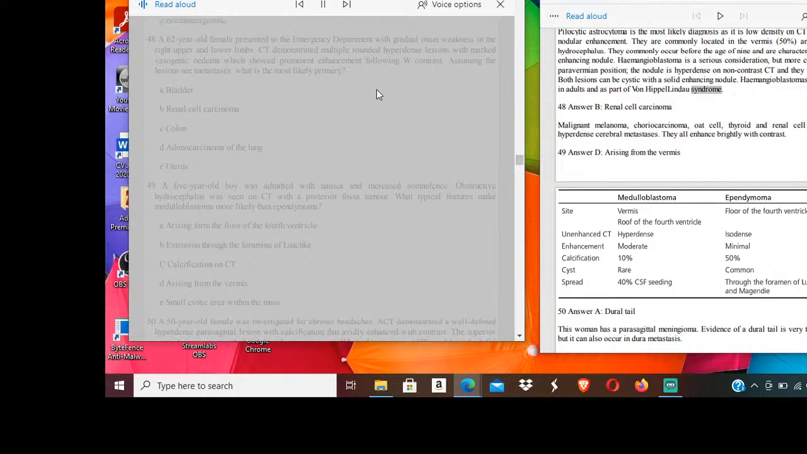E. brainstem glioma. 48. A 62-year-old female presented to the emergency department with gradual onset weakness in the right upper and lower limbs. CT demonstrated multiple rounded hyperdense lesions with marked vasogenic edema, which showed prominent enhancement following IV contrast. Assuming the lesions are metastases, what is the most likely primary?